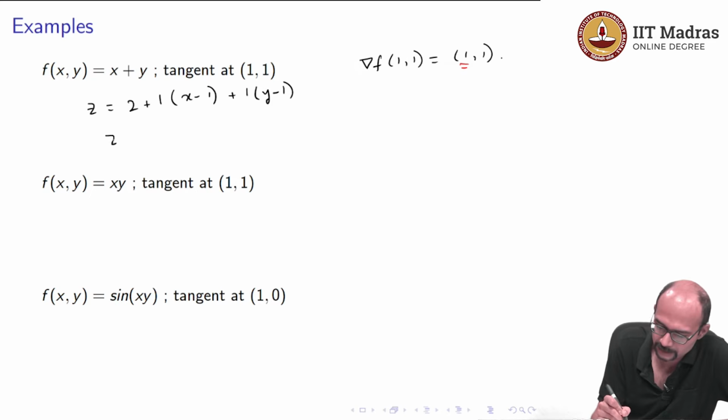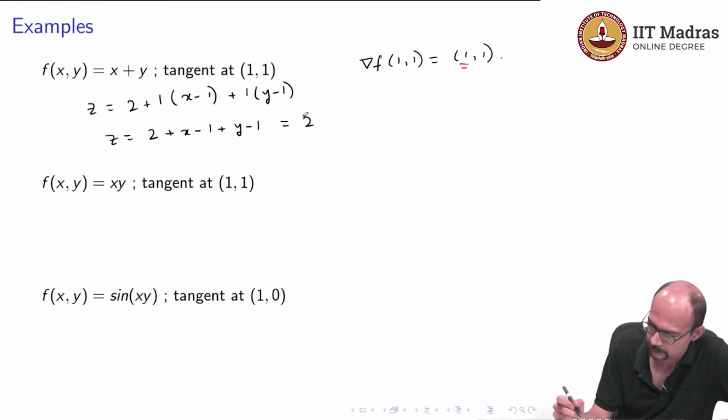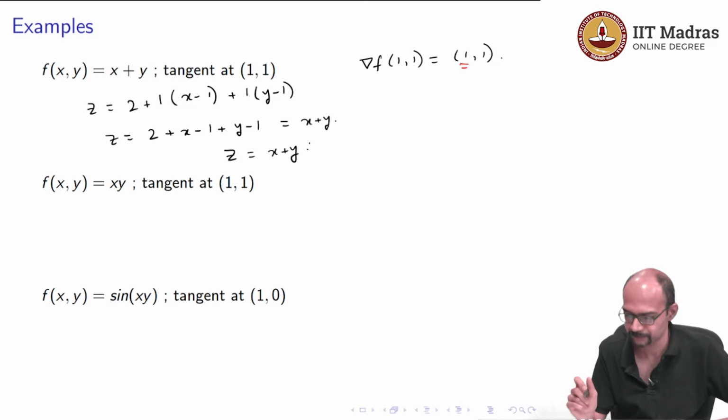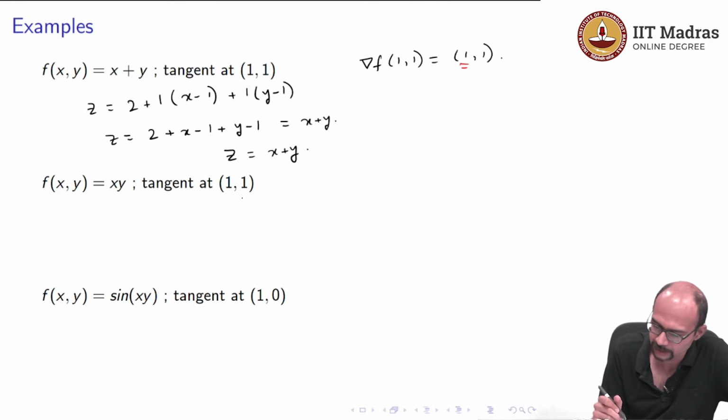This is saying that z is equal to 2 plus x minus 1 plus y minus 1. In other words, this is 2, so this is just x plus y. So, the equation of the tangent plane at 1 comma 1 is given by z is equal to x plus y.